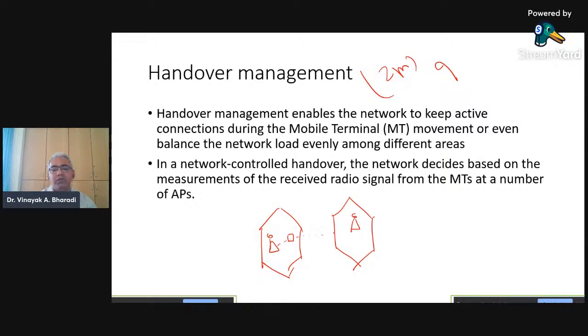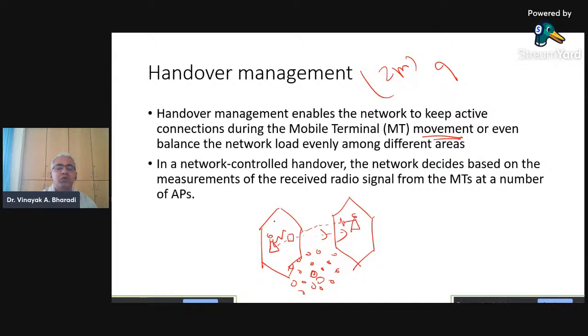When this mobile device is moving from one cell to another, if the mobile device is connected to this cell, and when it moves out, it should be connected to this cell. So that process is mobile terminal movement handover, this is one thing. Then what happens is that suppose in this area, hundreds of mobiles are coming for some reason during a traffic period.